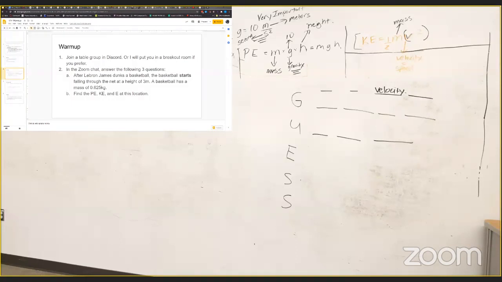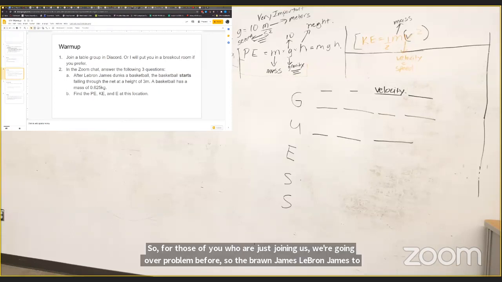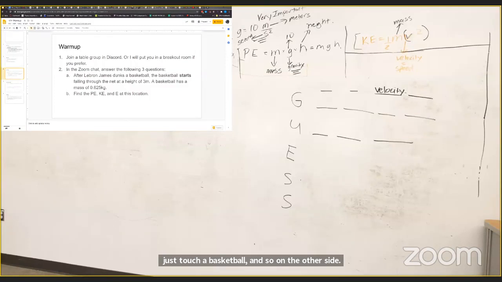So for those of you who are just joining us, we're doing the warm-up problem on the board. LeBron James just dunked a basketball. The basketball hoop is at a height of 3 meters, and a basketball has a mass of 0.625 kilograms. I want you to figure out the potential energy, the kinetic energy, and the total energy at this location. On the board, I have a bunch of stuff to help you figure it out. After a second, we'll work through it together.